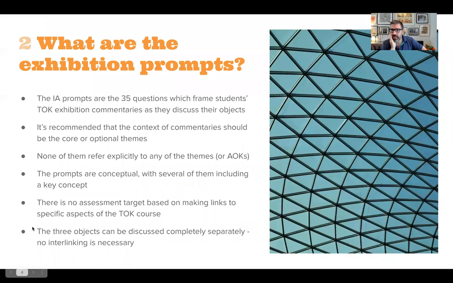Okay, so simply, what are the exhibition prompts? Well, of course, the exhibition prompts are those 35 questions which are designed to frame the students' commentaries that they are writing on the TOK exhibition as they discuss the objects that they have chosen, the 3 objects.